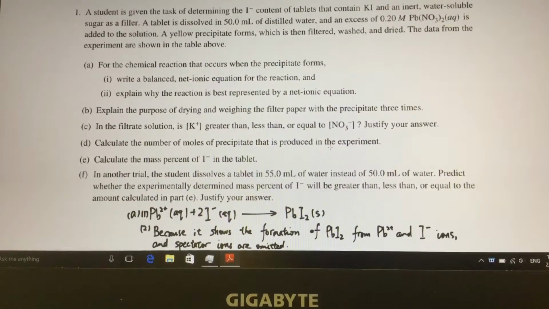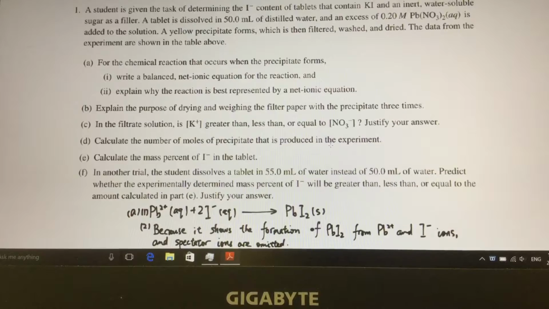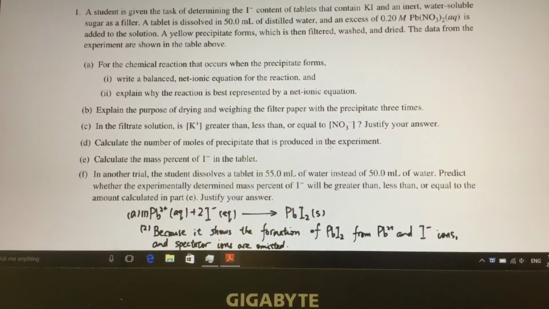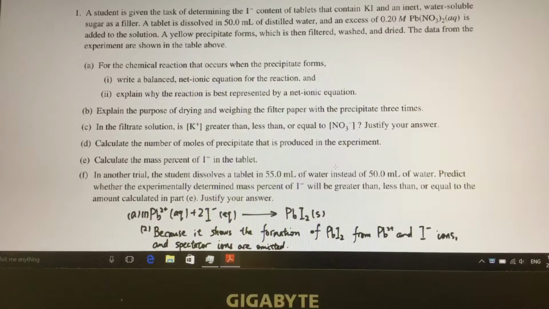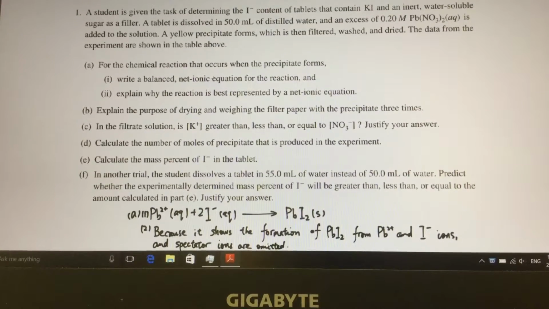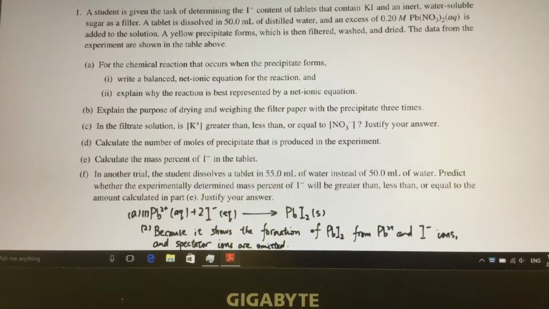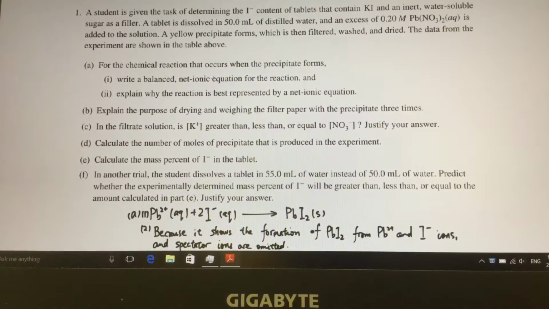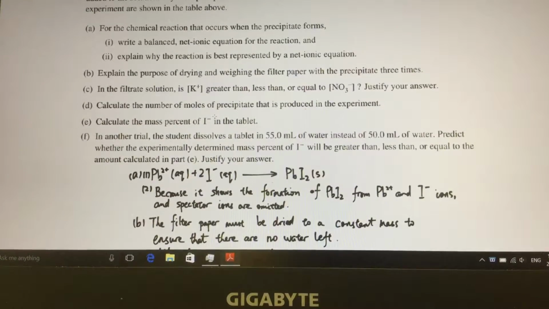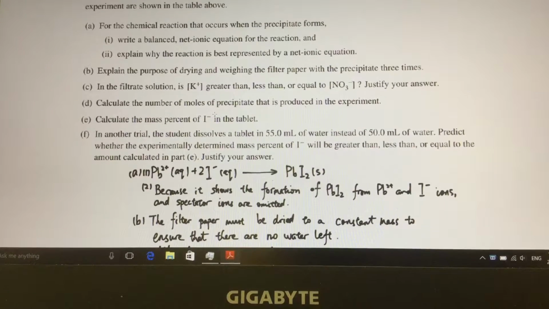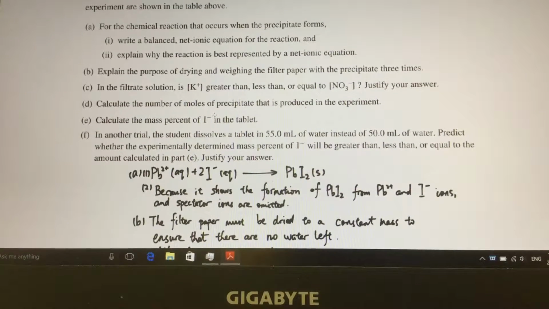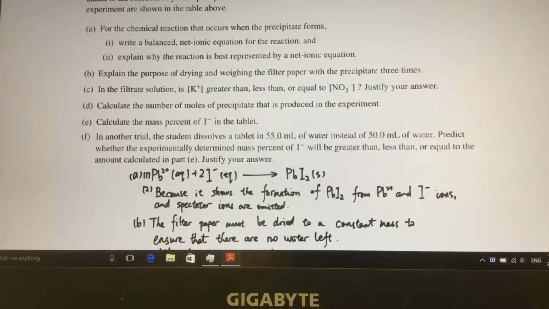And question B, why do we have to dry and weigh the filter paper with precipitate 3 times? It's because we have to dry it to make sure that there is no water contained in the substance, and therefore we have to dry it until the mass of the filter paper and the substance is constant.